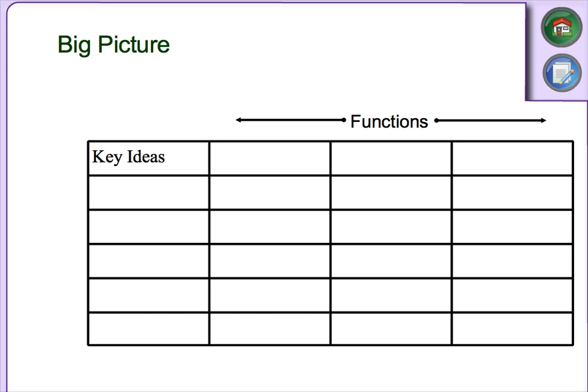So to understand the big idea of this new function, the exponential growth function, we want to go back and revisit some of the other functions we've learned and key ideas. See if you can list in the first column some of the key ideas you've learned about functions. And over the top row, try to put in some of the main functions that we've learned. Put your video on pause and fill out as much as you can think of, then come back.